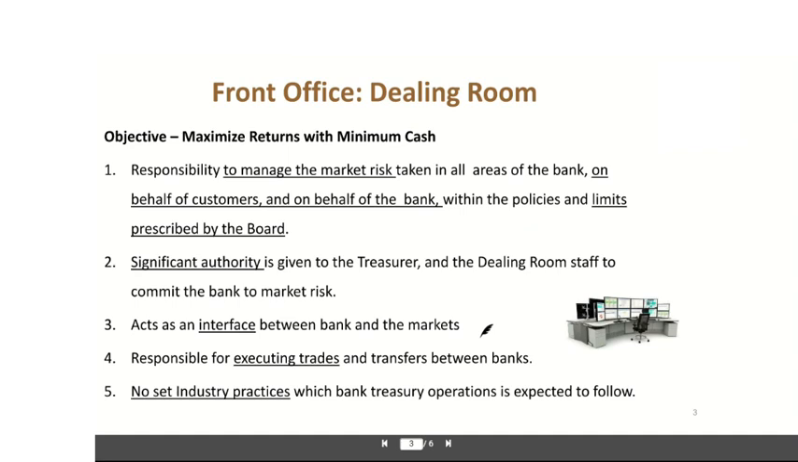The front office, dealing room. We all have heard that this is a cash cow for the bank. The bank is making money out of the dealing room, right? So the objective of the dealing room is to maximize the return with minimum cash. Simple. Now, this is the responsibility of this department, that is the front office, to manage the market risk for the bank.